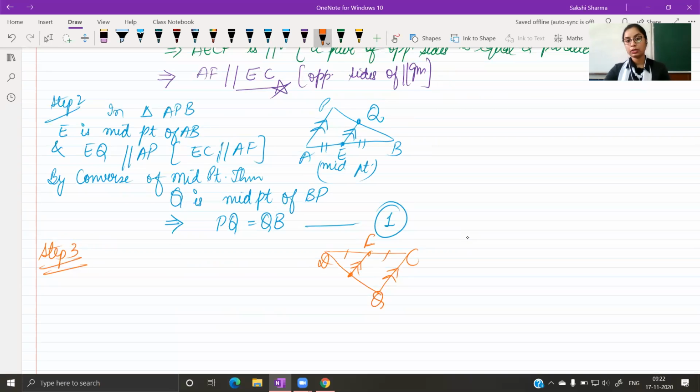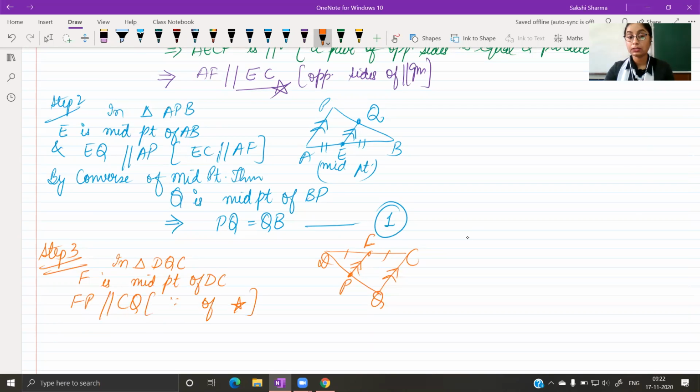Now I'm going to use the converse of midpoint theorem in this triangle. In triangle DQC, I have F as the midpoint already. For one side, I have the midpoint given to me. The line through this is parallel to the second side. So FP is parallel to CQ. Same reason, because of star, these are parts of parallel lines. Eventually, point P will be the midpoint of the third side.